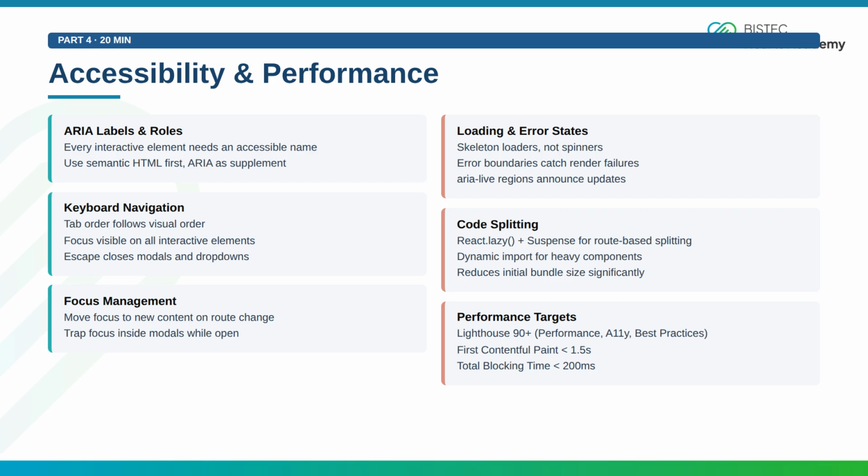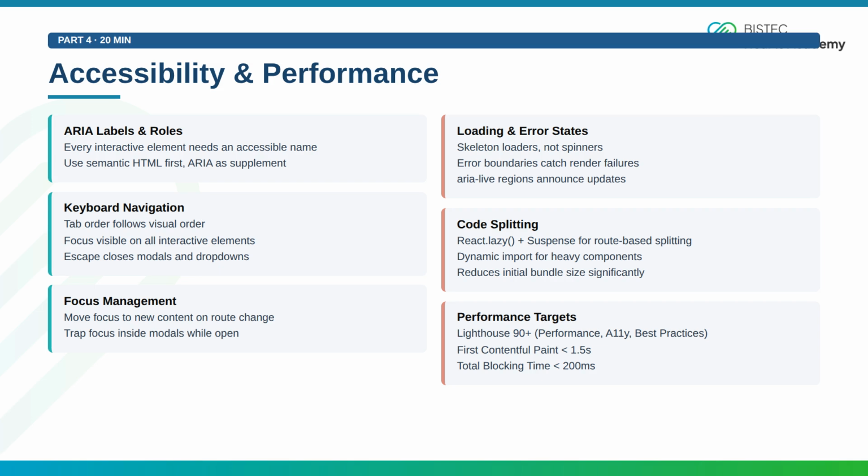Loading and error states matter for accessibility too. Use skeleton loaders instead of spinners. They give users a sense of what's coming. Use error boundaries to catch render failures gracefully. Use aria-live regions to announce dynamic content updates to screen readers.